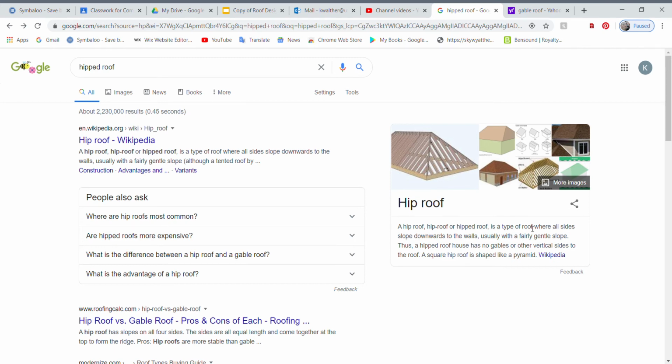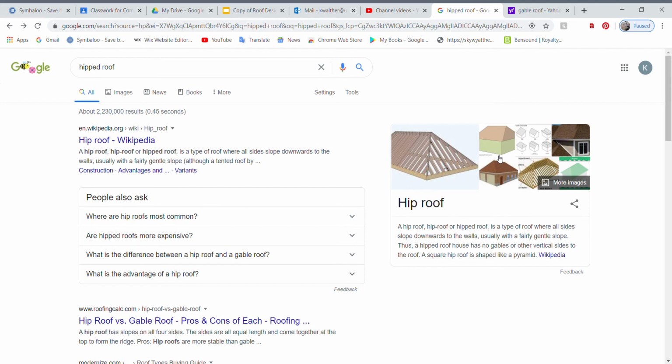So it's a type of roof where all sides slope downwards to the walls, usually with a fairly gentle slope. Thus, a hip roof house has no gables or other vertical sides to the roof. A square hip roof is shaped like a pyramid. And you can kind of see that. So it's a very pyramid shape.